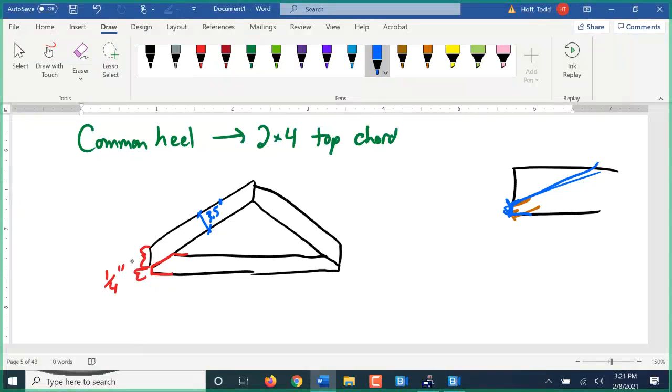So it's that 1/4 inch plus the angle cut that gives you the heel height. That's where the 4 1/16 comes from, for 4/12, and 4 3/16. That's a common heel based off a 2x4 top chord.